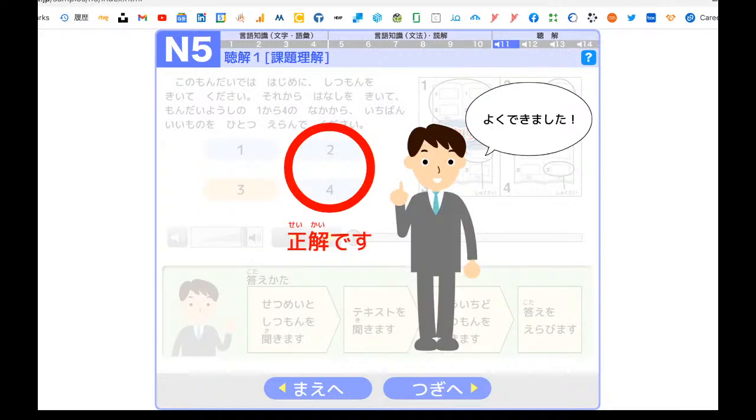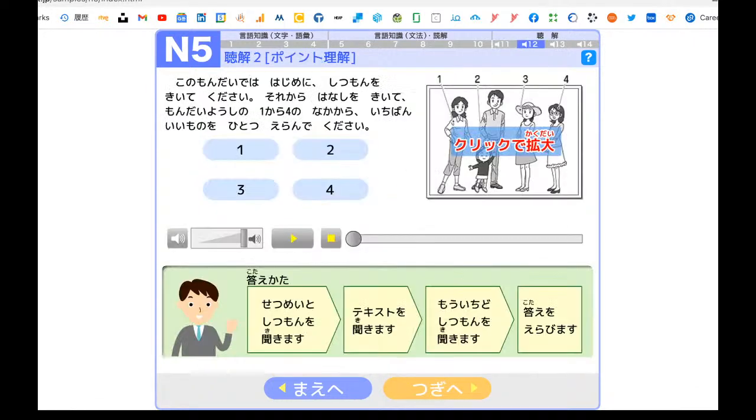Okay. So let's go to the second one. Next one. この問題では、はじめに質問を聞いてください。それから話を聞いて、問題用紙の1から4の中から一番いいものを一つ選んでください。Okay.